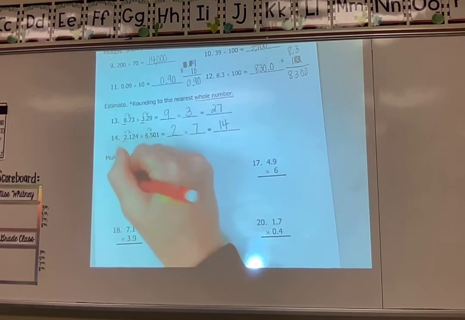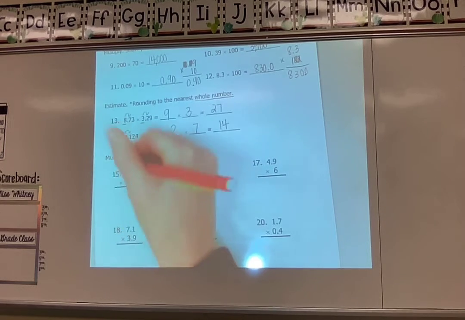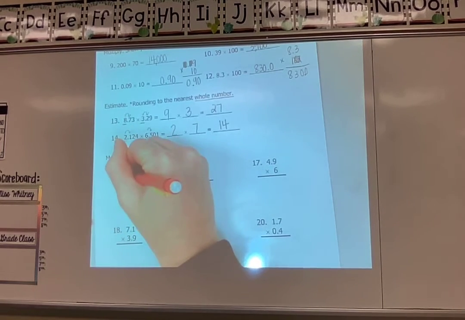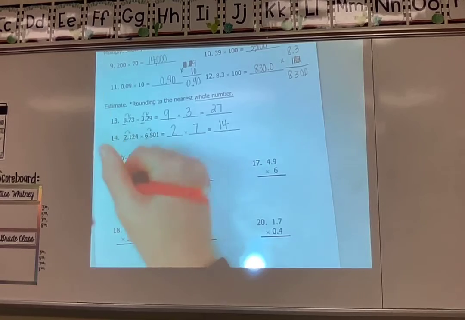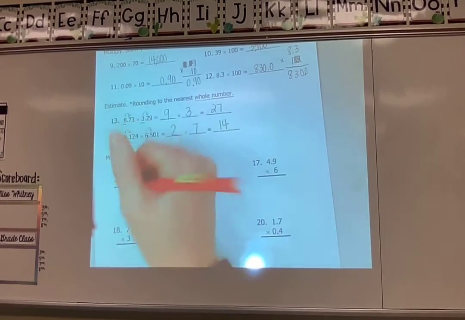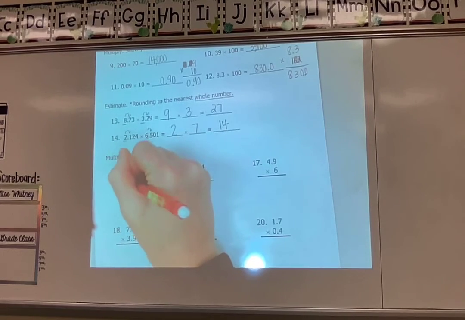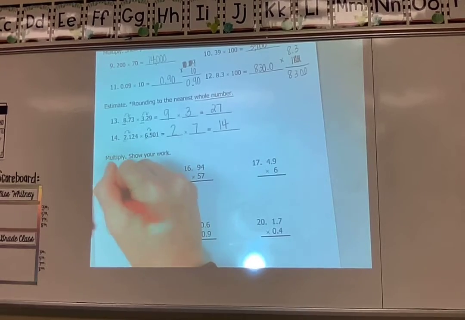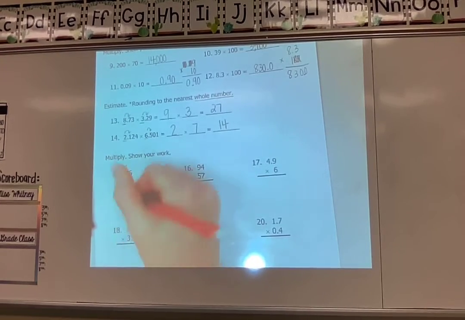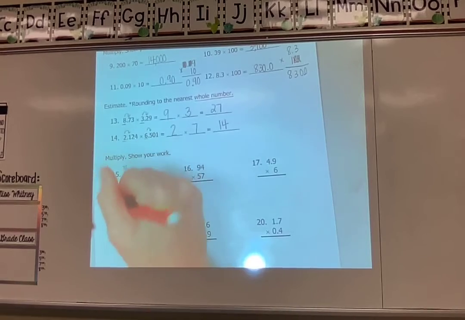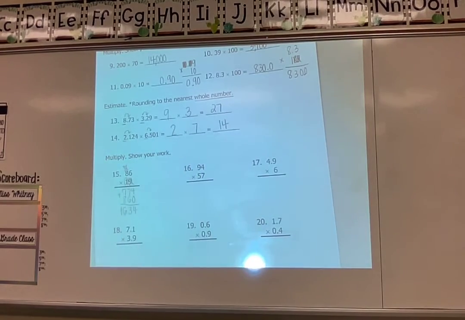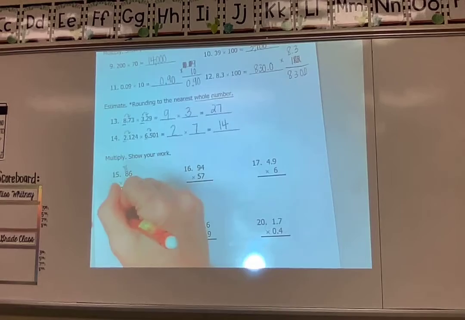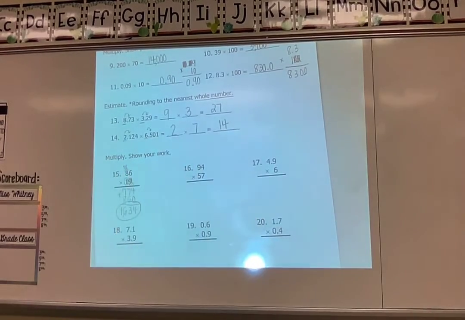Start with my 9. 9 times 6 is 54. Put my 4, carry my 5. 9 times 8 is 72. Plus 5 more would be 77. I'm done with him. X him out. When I make an X, I have to make an O. Now I'm with the 1. 1 times 6 is 6. 1 times 8 is 8. Add them up. Be careful with my addition as well. 1, 6, 3, 4. There is no decimal, so I'll put a comma, and that is my answer for number 15. Moving on to 16.